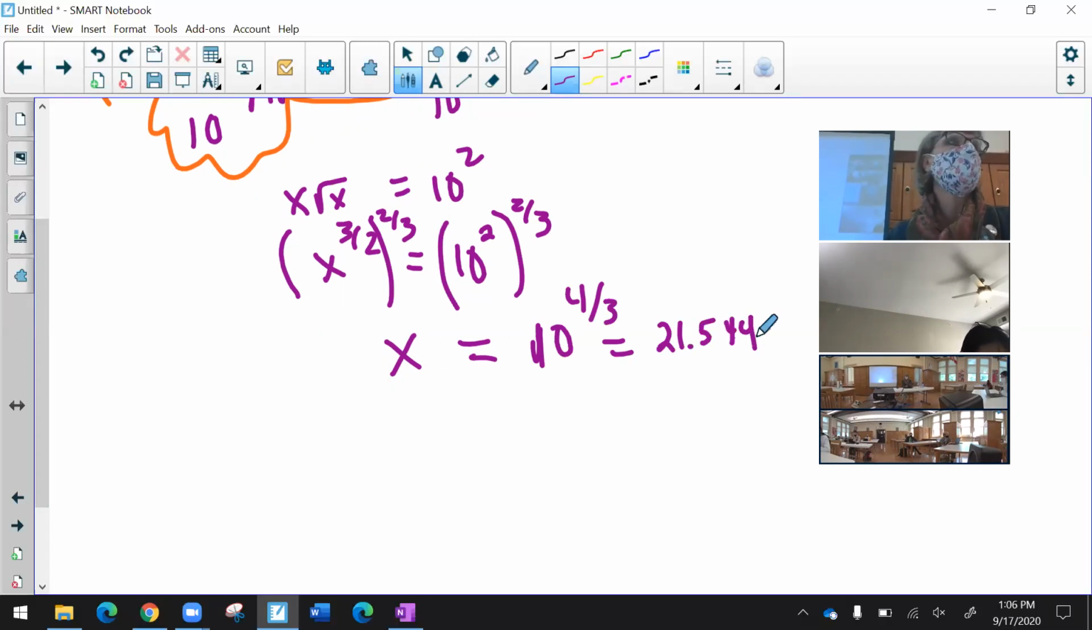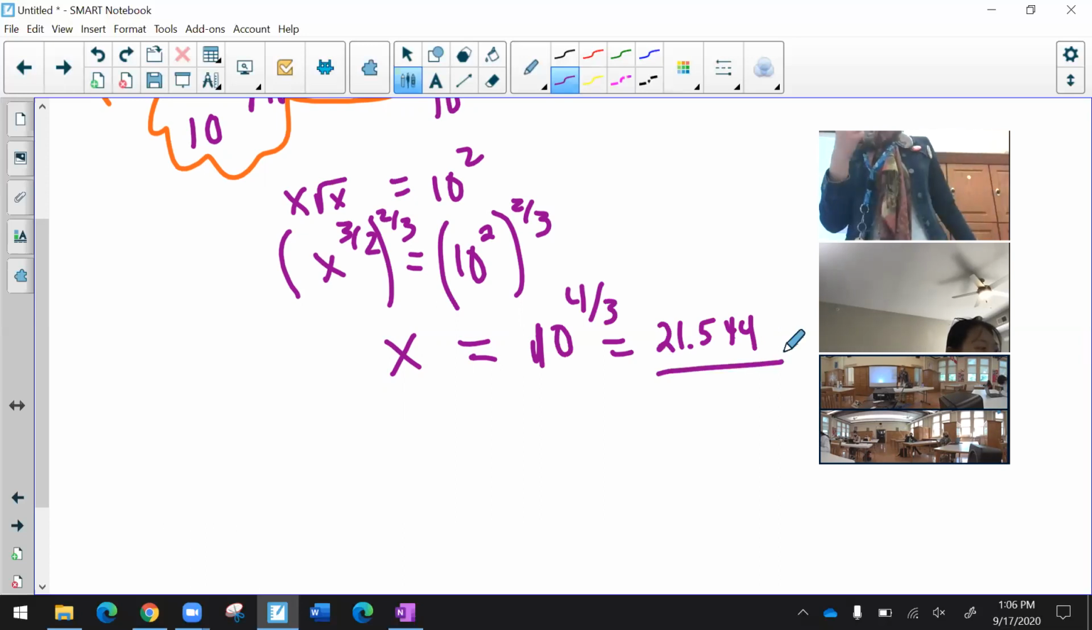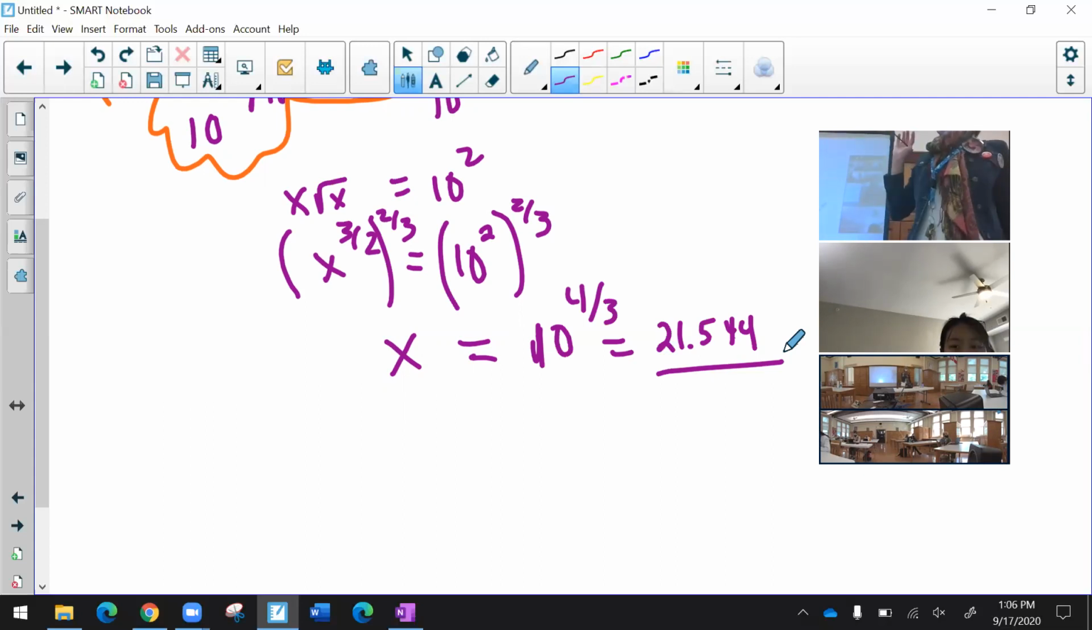21.544, okay? And especially because in AP Physics today we had several conversations about sig figs, the AP exam for calc just kind of uniformly says we use 3 decimal places. So round appropriately and go with that.